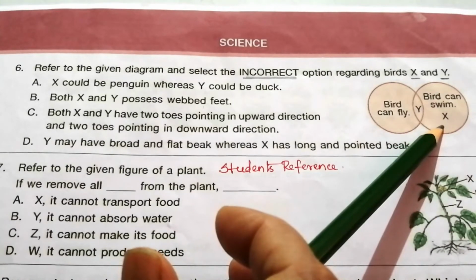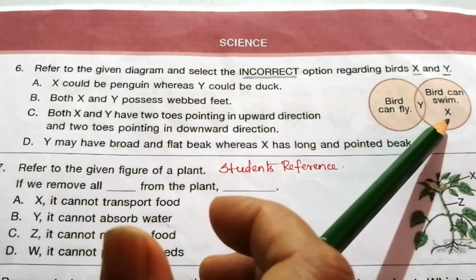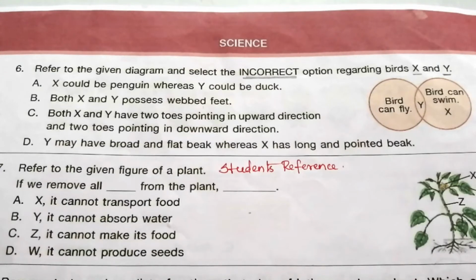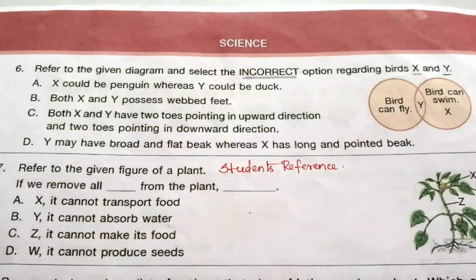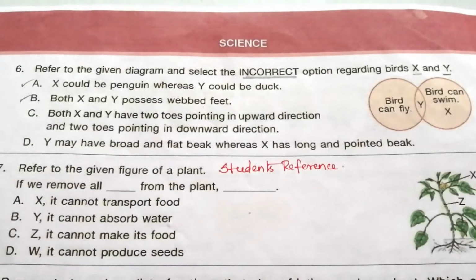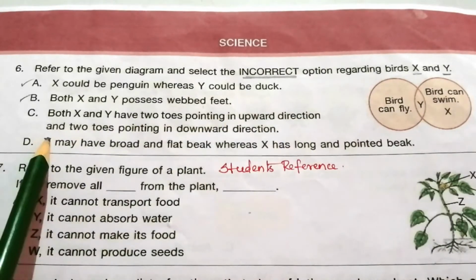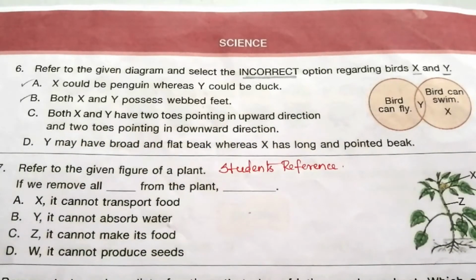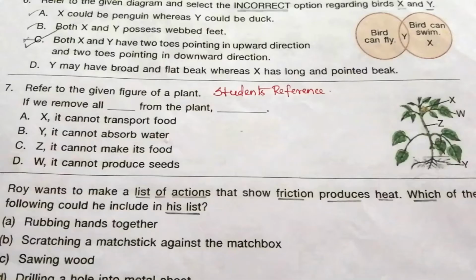And here X is bird can swim. Y is bird can swim and fly. Now we will check the options one by one. X would be penguin whereas Y would be duck. Yes, this is a true statement. Both X and Y possess webbed feet. This is also a true statement. Both X and Y have 2 toes pointing in upward direction and 2 toes pointing in downward direction. This is wrong. So our answer is C.